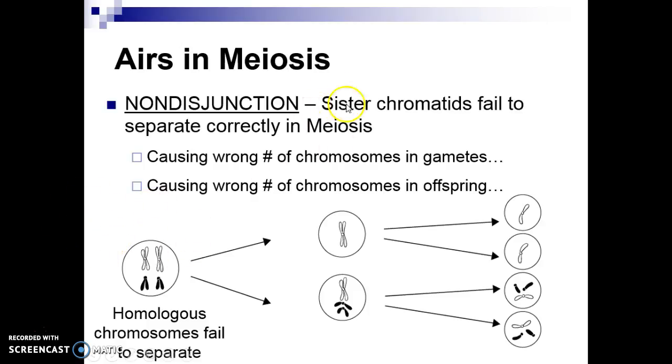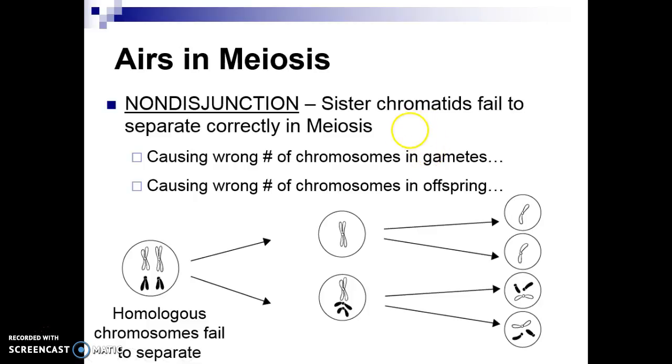these, it leaves you with this problem. See, it should be 1, 2, 3, 4, 5, 6, 7, 8, and instead we have 1, 1, 1, 2, 3, 1, 2, 3. So that's not what we wanted. We wanted to have 2, 1 of each in each of these cells that we screwed up. So a non-disjunction is when sister chromatids fail to separate correctly during meiosis 2, more specifically anaphase 2.